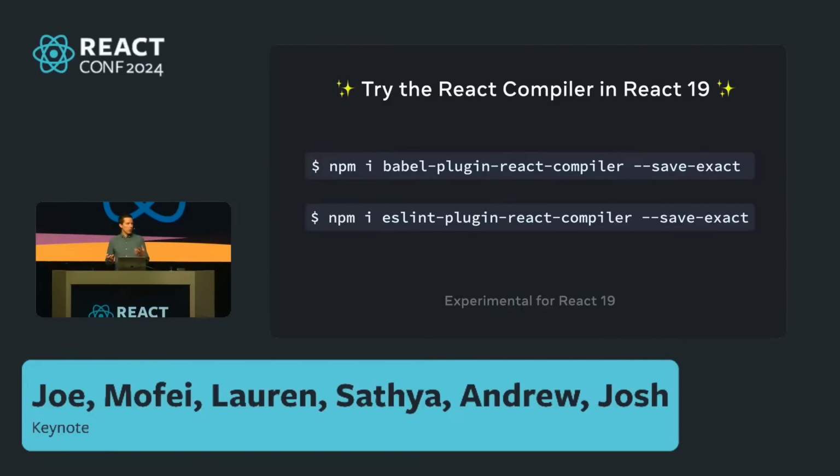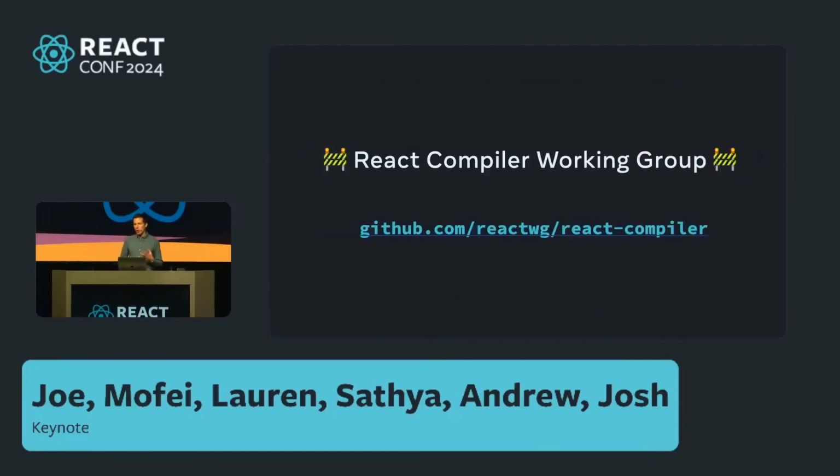To help get the compiler ready for widespread adoption, we are also announcing that we're starting a React Compiler working group to collect high-signal feedback from a small group of early adopters. If you're interested in taking part, please see how to apply at the URL here.